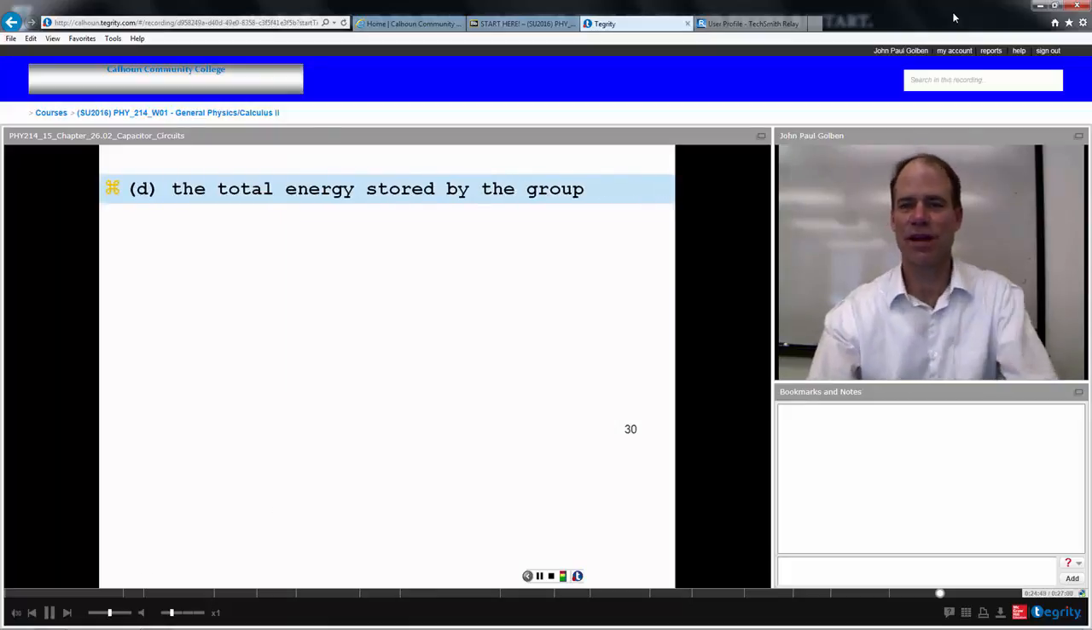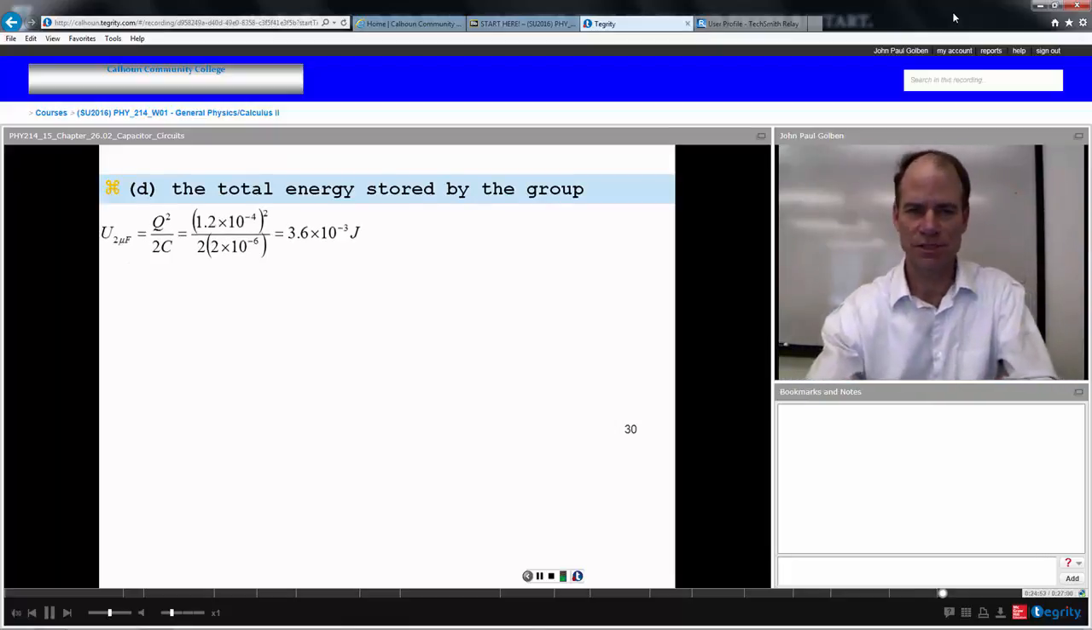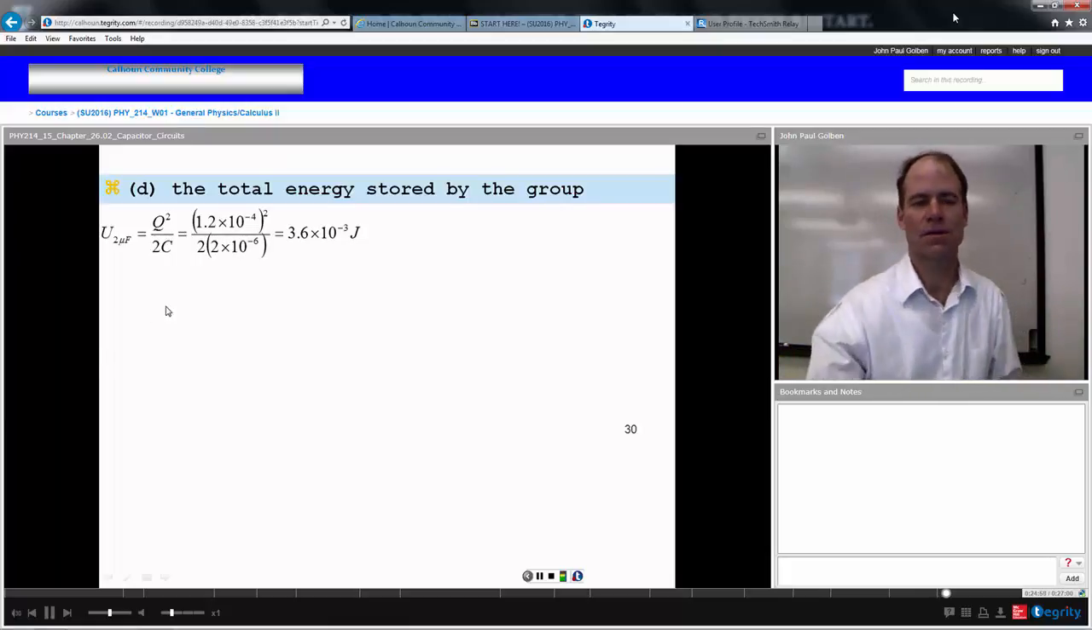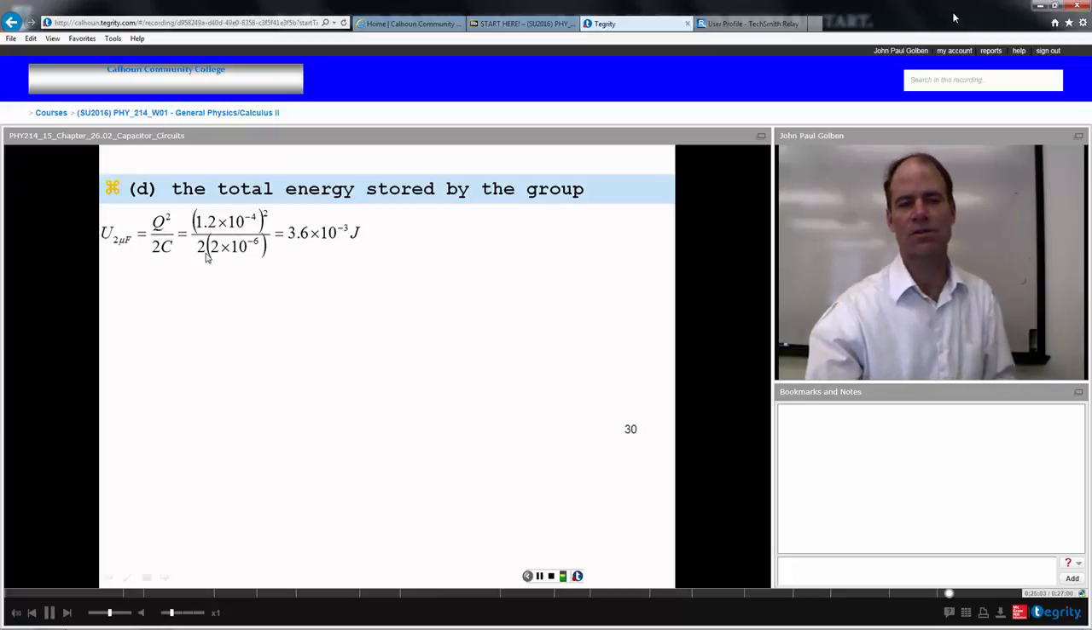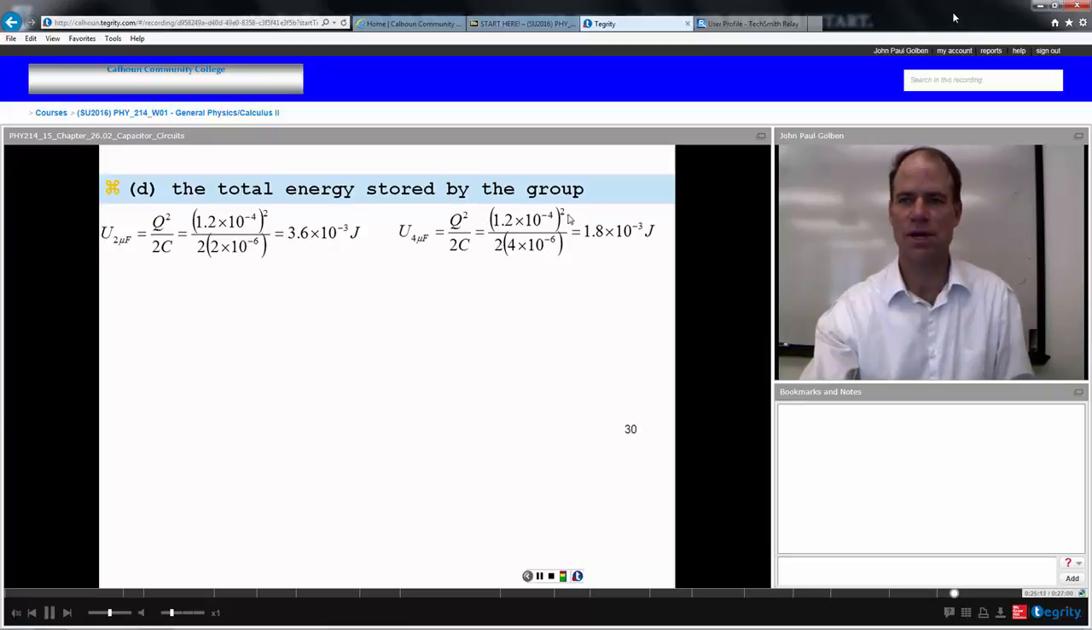What's the total energy stored by the whole group? Well, we know their voltages and we know their charges, so we could use either one. The energy stored in the 2 microfarad is its charge squared over 2 times its capacitance, and that gives us 3.6 millijoules. For the 4 microfarads, its charge, 1.2 times 10 minus 4, squared over 2 times its capacitance, 4 microfarads, 1.8 millijoules.